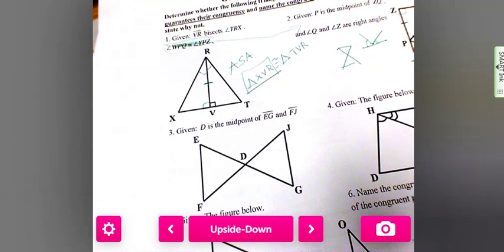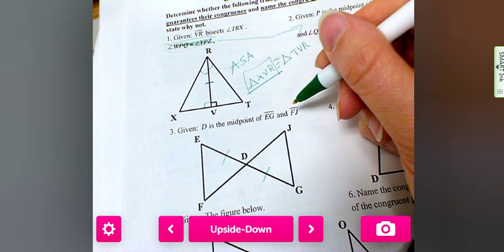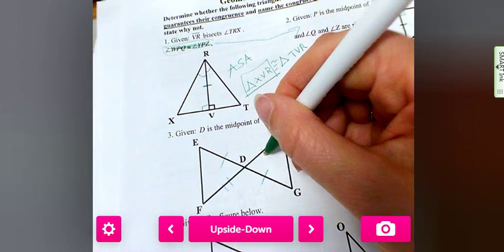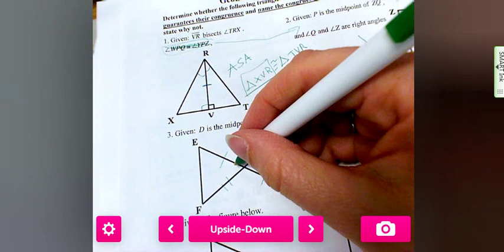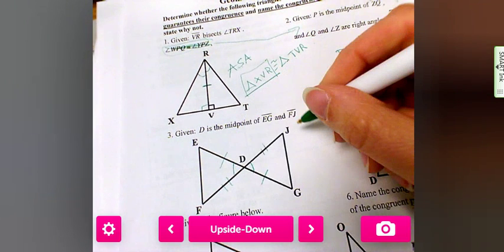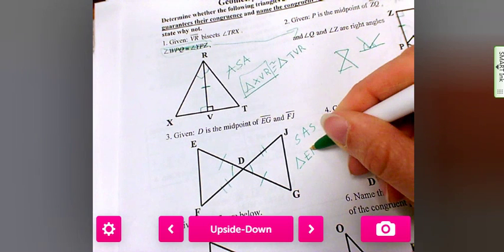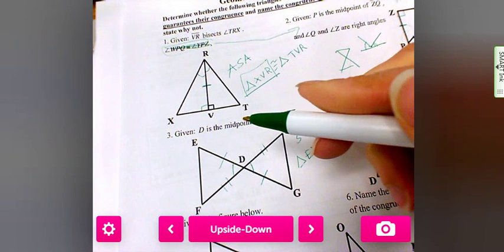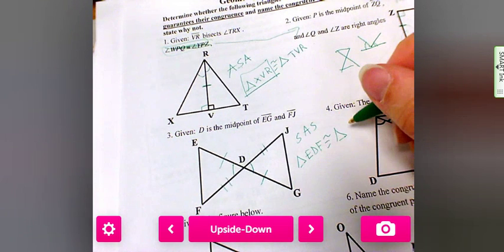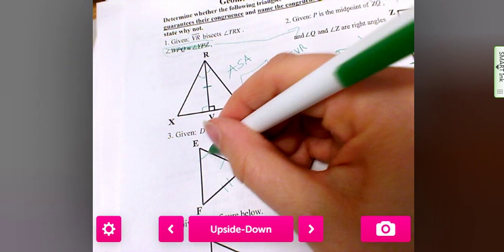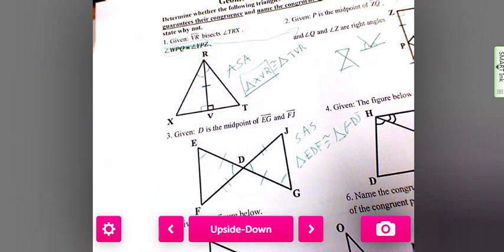Number 3, D is the midpoint of EG, so these are both congruent. And D is the midpoint of FJ, so these two are congruent. What else is congruent here? The vertical angles right here. So this is congruent by side, angle, side. So let's try that again. Triangle EDF is congruent to what triangle? J, nope, GDJ. This angle and this angle are congruent, right? Because those sides are congruent. Oh, I heard JDG. GDJ is correct.